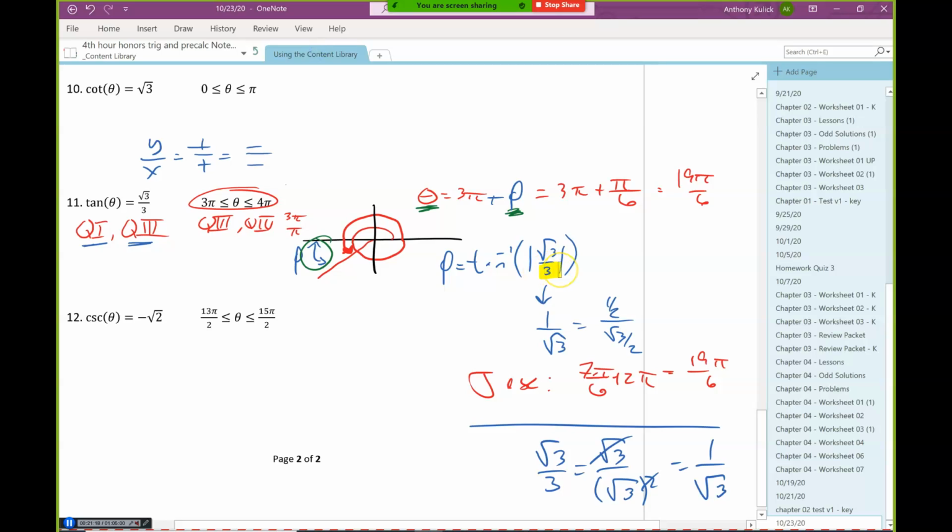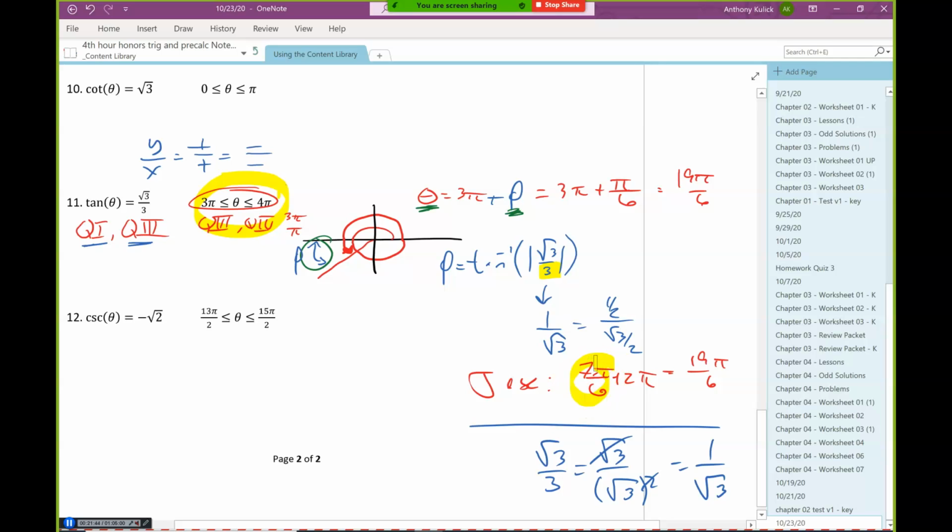So why do you add 2 pi after you get 7 pi over 6? The answer needs to be between 3 pi and 4 pi. That answer is not. That's only between 1 pi and 2 pi. So I'm just going to find an angle that's coterminal to it by adding 2 pi. Okay, thank you. You're welcome.